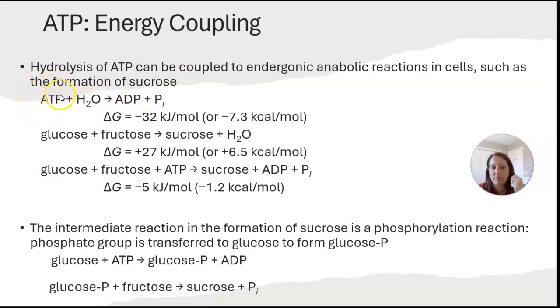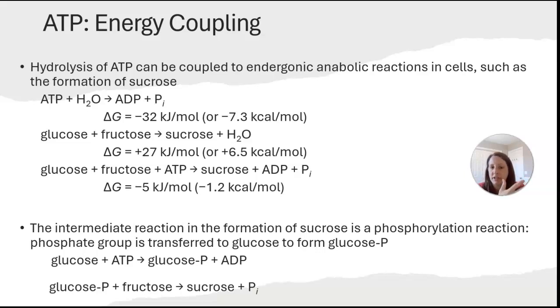So here we have ATP, and when it gets hydrolyzed, ATP plus water yields ADP plus inorganic phosphate. This process of removing that last phosphate is going to have a delta G. I usually use this second number, a delta G of negative 7.3 kilocalories per mole. So what does that mean? The change in free energy is negative, so this process of hydrolyzing ATP is exergonic. It's energy releasing. It's catabolic, we're breaking down that molecule.